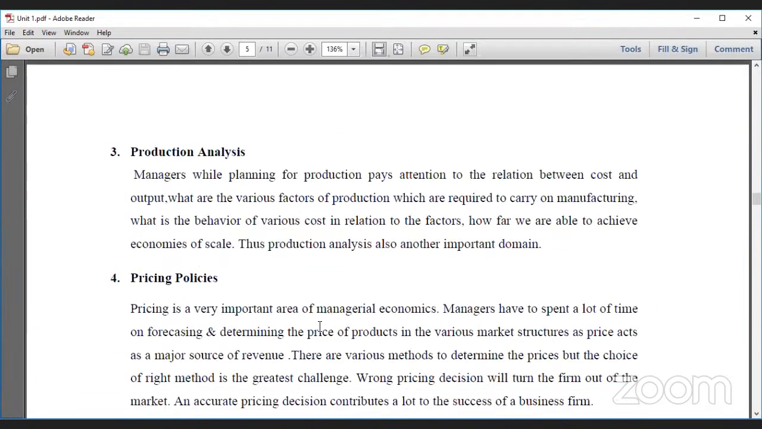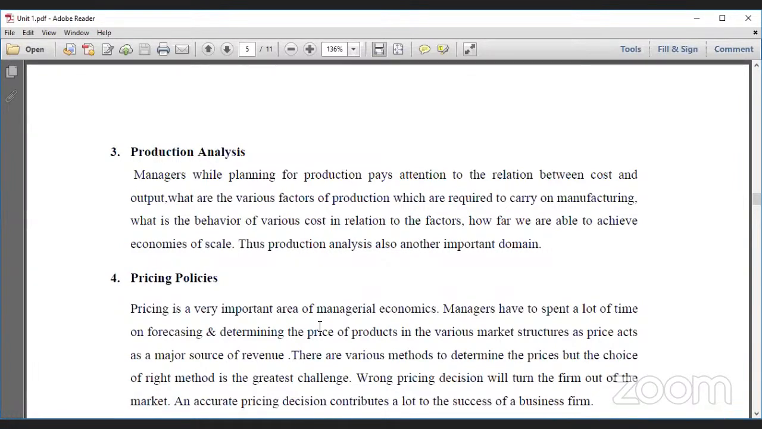Then the next one is production analysis. We know various factors of production and how factors behave in the short run and long run, how they are affecting the output of the commodity, and what are the factors which influence the production function or output. We know land, labor, capital, organization. In addition to that, there is advertisement expenses, then packaging, transportation. These are also affecting production decisions.